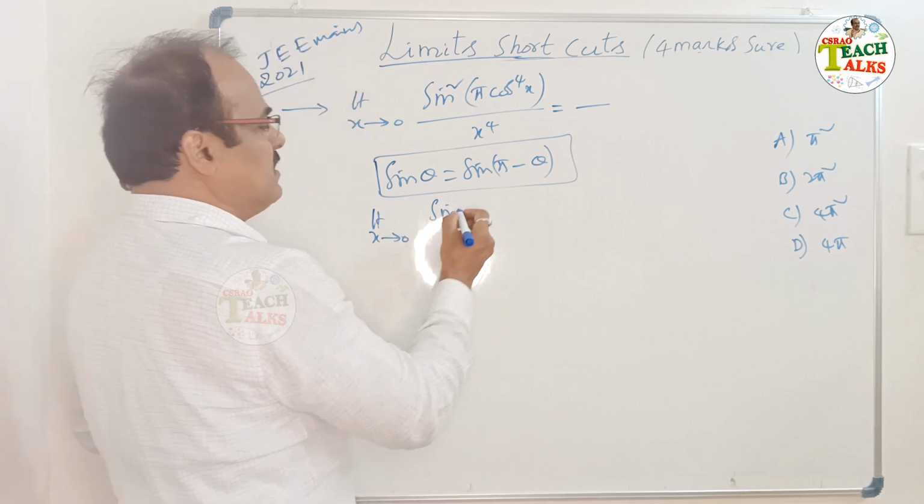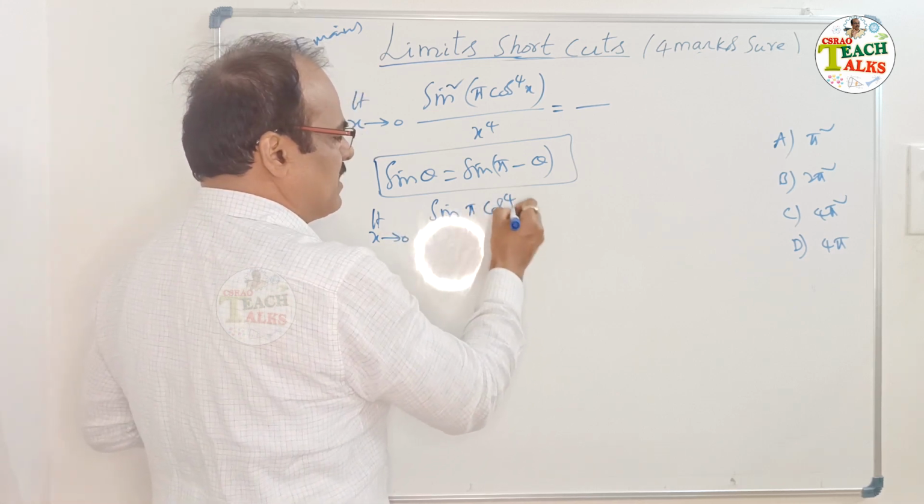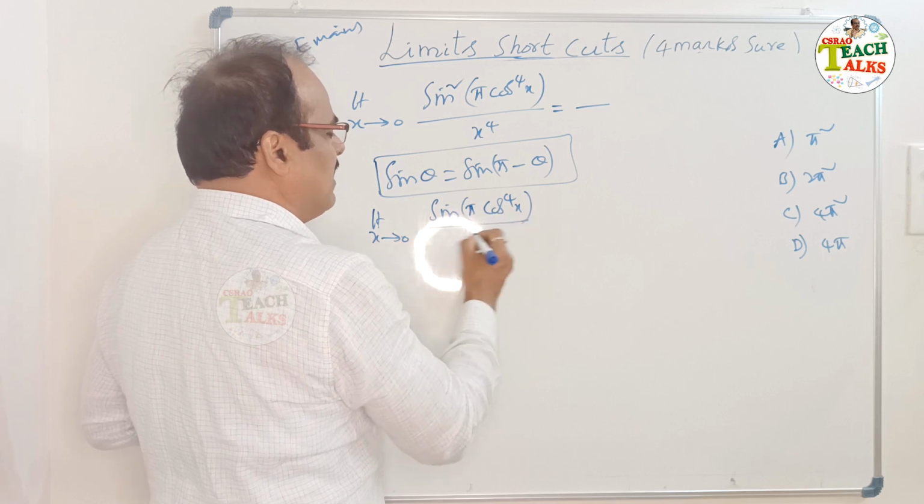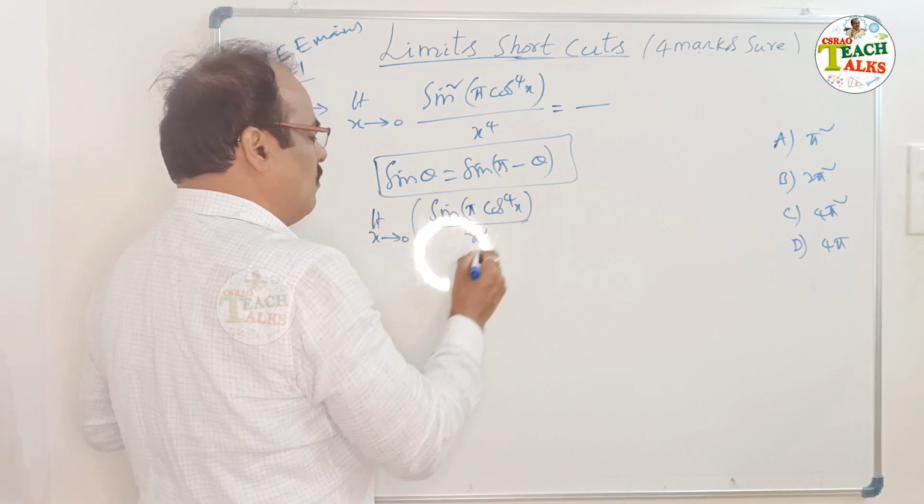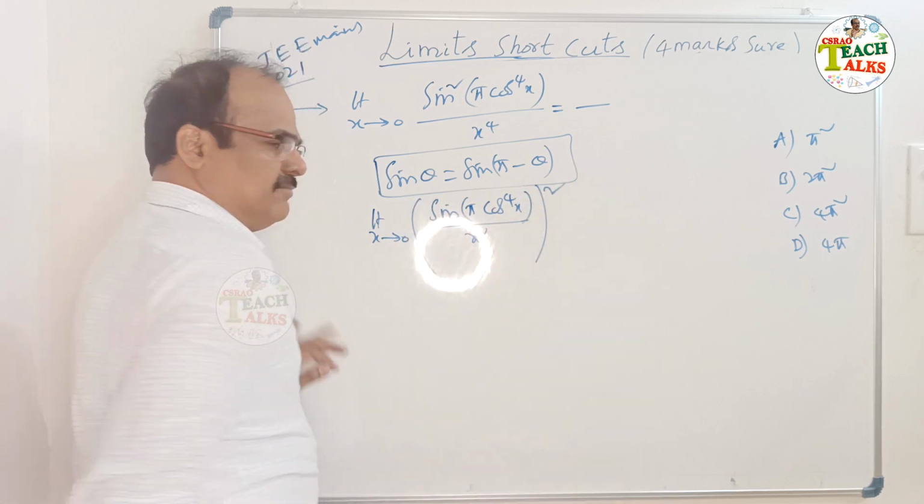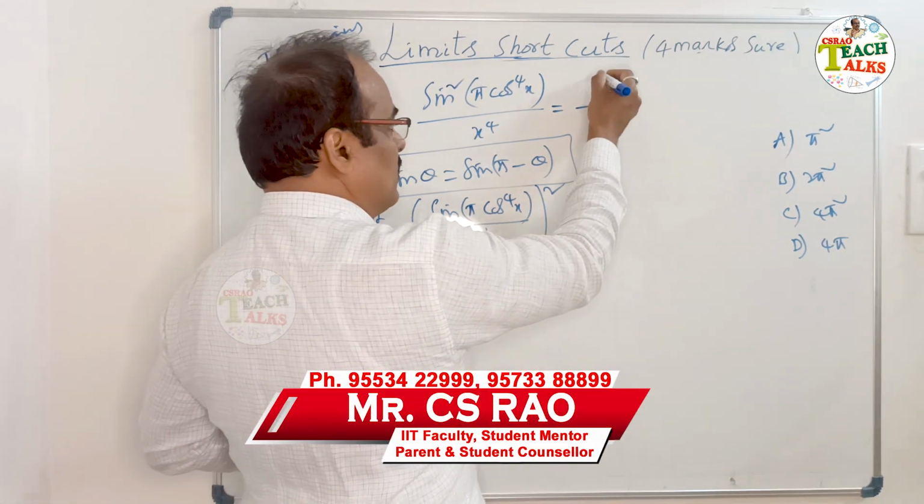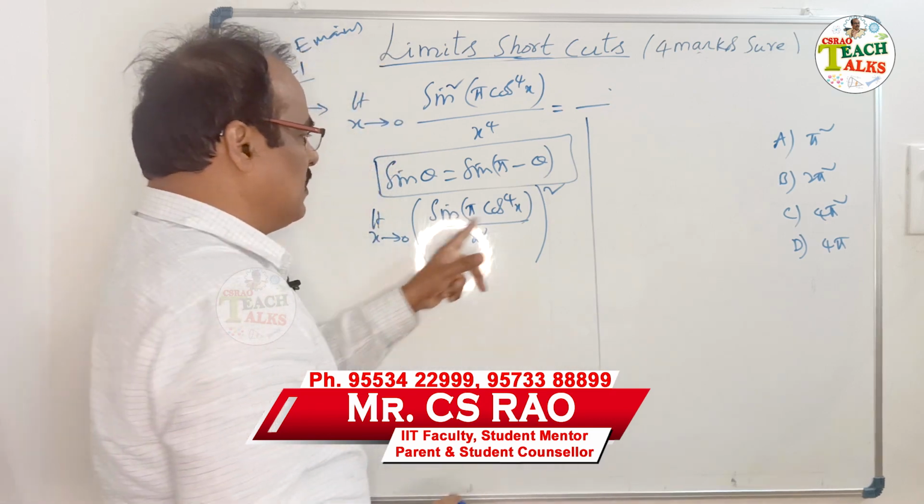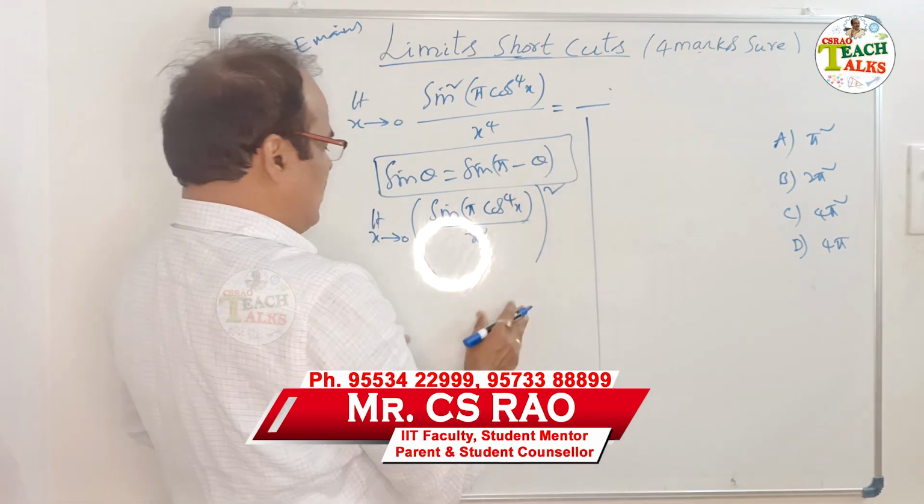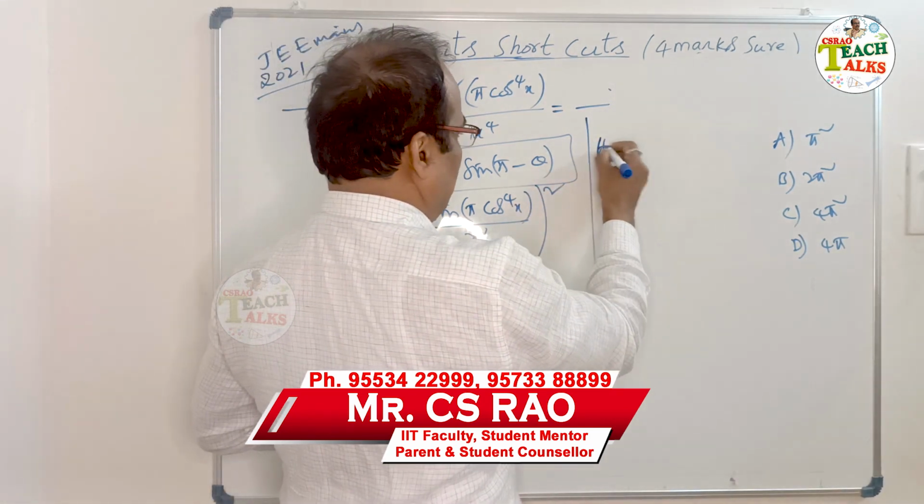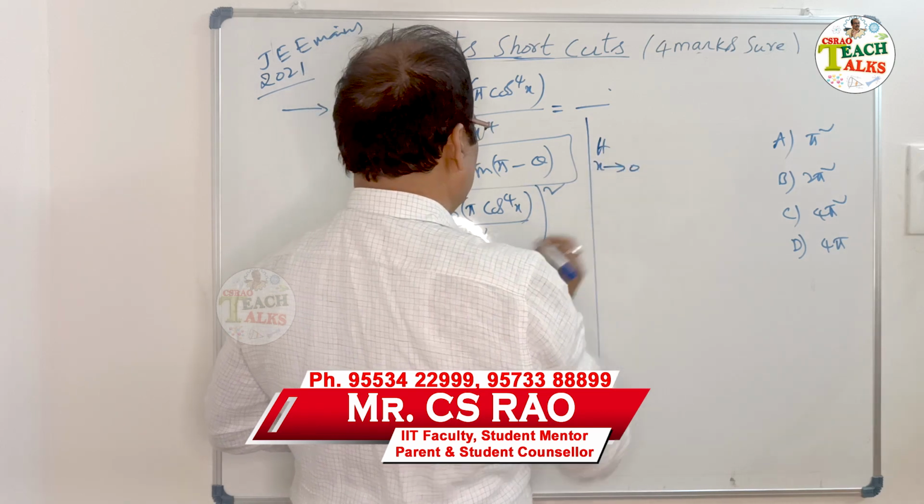Before using this, sin of pi cos power 4x, we can write the whole thing as a whole square of the expression by x square. Here we are going to use this one. I am writing this side, and the limit extends to 0.